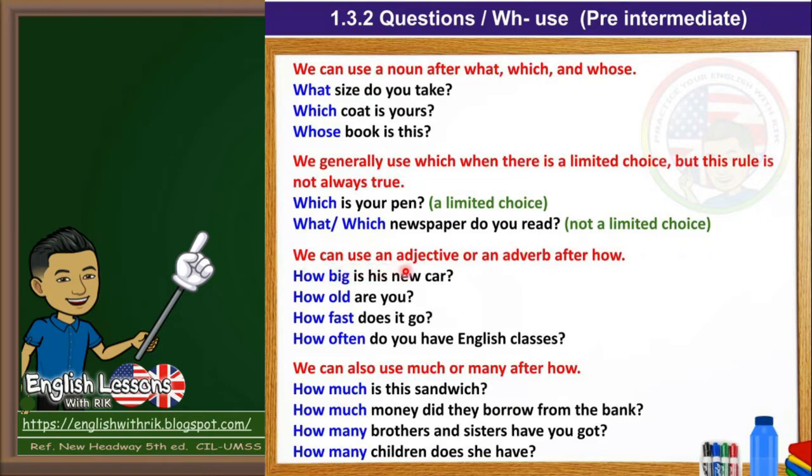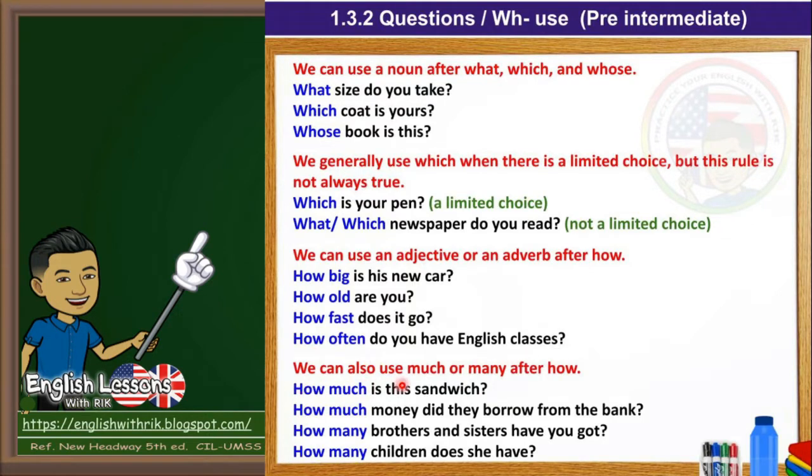We can use an adjective or an adverb after how. How big is his new car? How old are you? How fast does it go? How often do you have English classes?